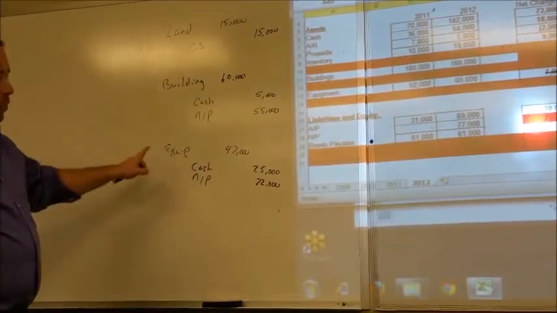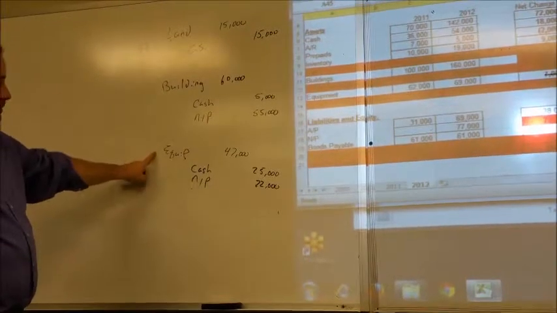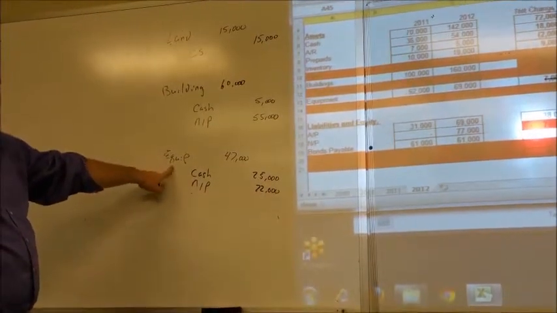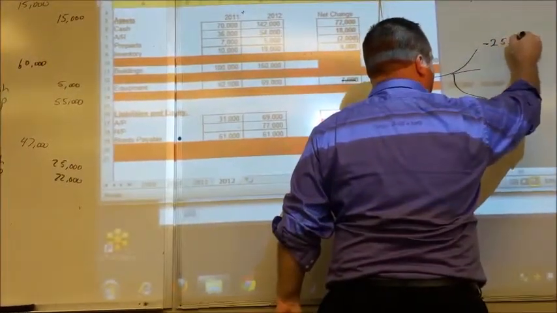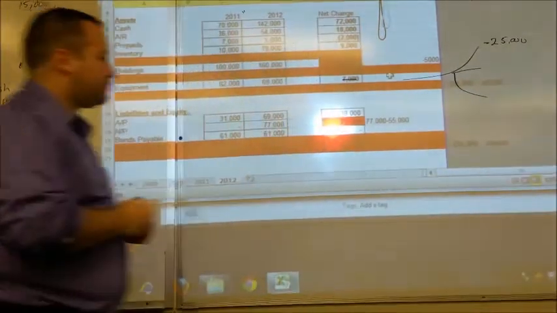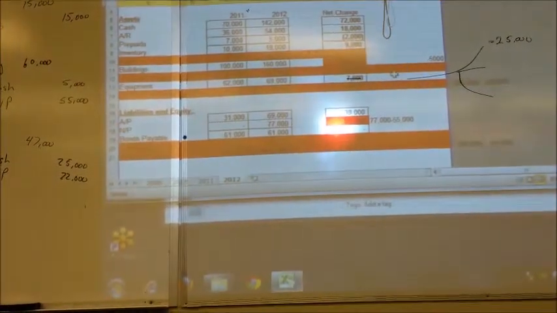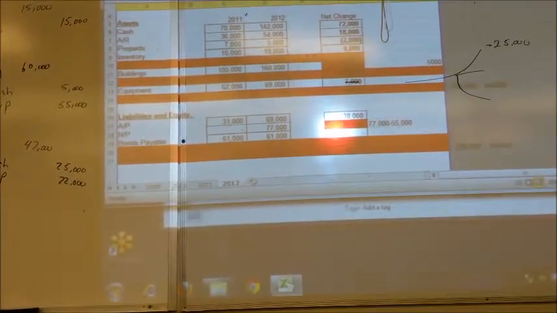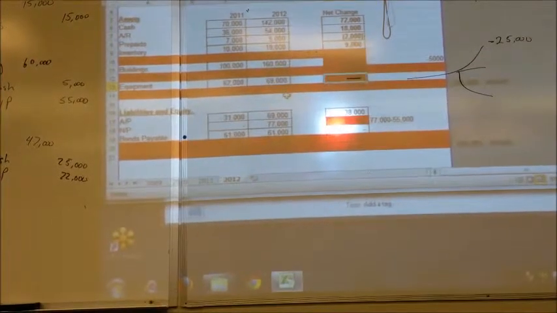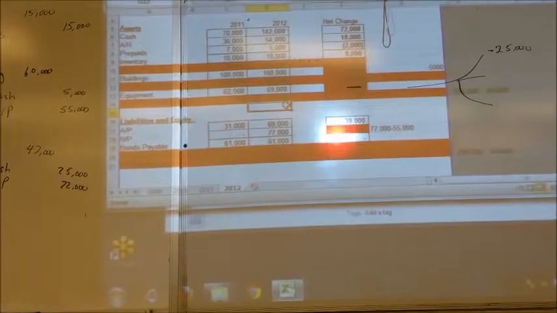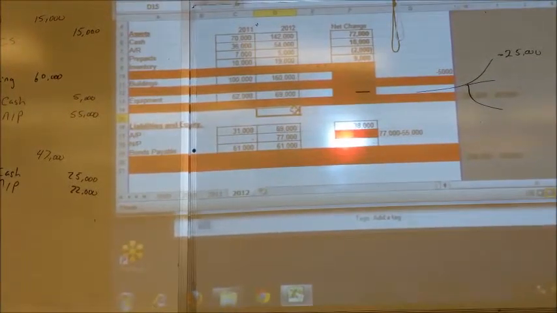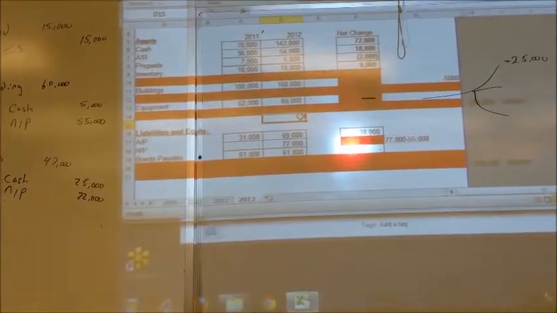The first one I sold I bought equipment, but I didn't pay $47,000. I only paid $25,000. I know I'm not using that. Part of the equipment explanation was a payment of $25,000.